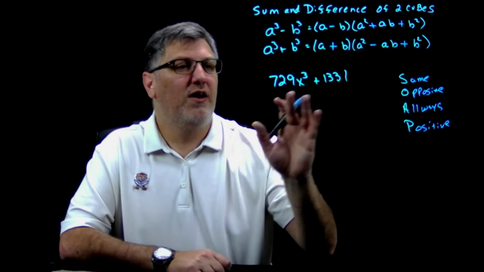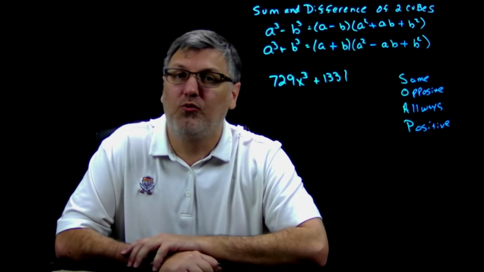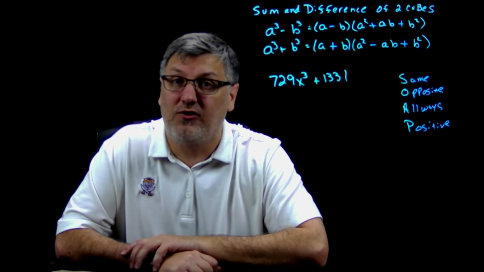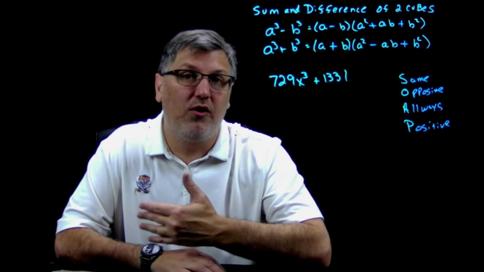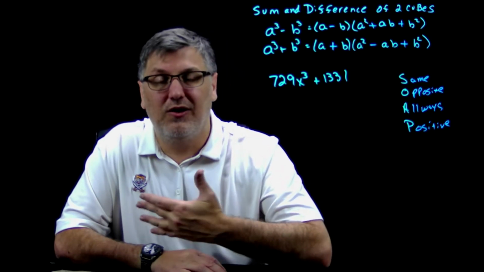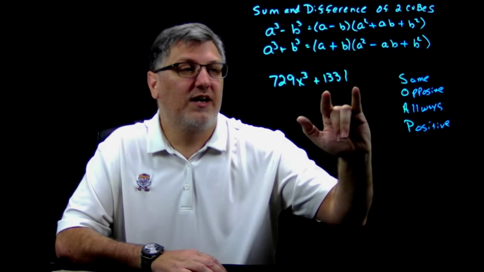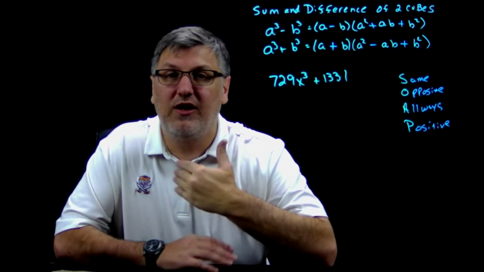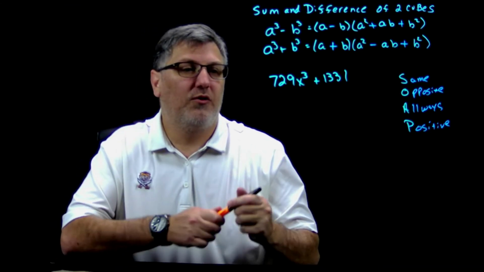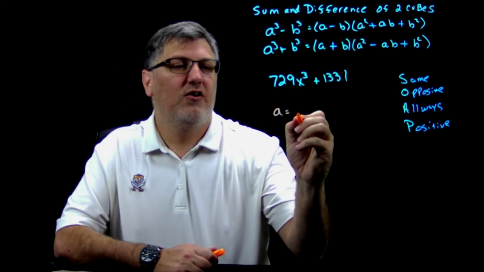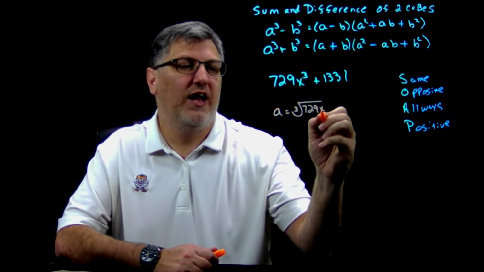All right, so now I have an example here. 729x cubed plus 1,331, and I want to factor this. Well, this is where a calculator comes in handy, because if you don't know all of your perfect cubes, you can do it in a calculator by just looking at my first term right here and my second term, and I'm going to see if it is a perfect cube. So I'm going to say, hey, you know what? A could be the cube root of 729x cubed.